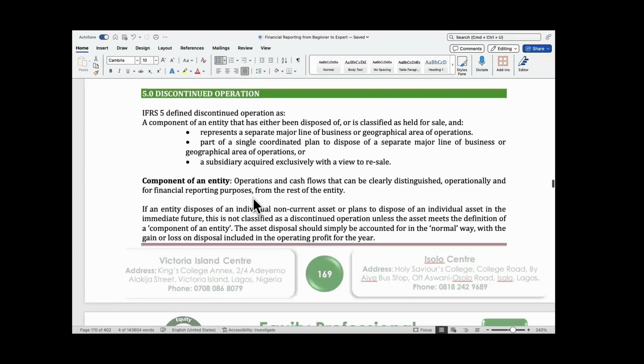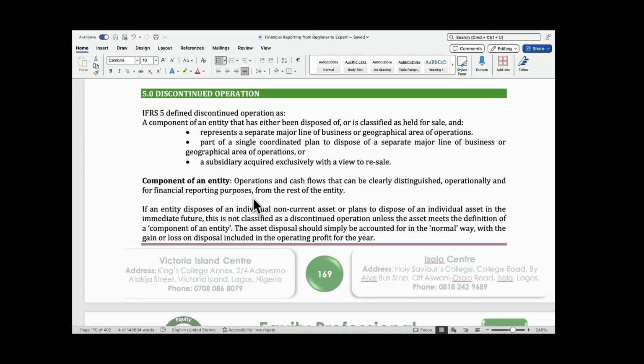Now, within the short minute I have left, discontinued operations. It's very similar to non-current asset held for sale, but it now goes beyond just an individual asset, when it becomes you selling a component of your entity, like a major line of your business or a geographical area of your operations or your subsidiary.